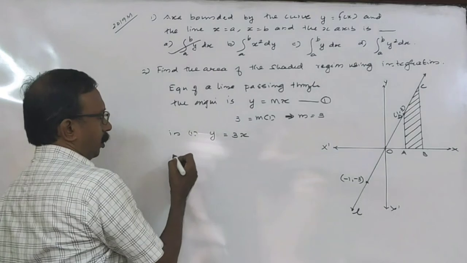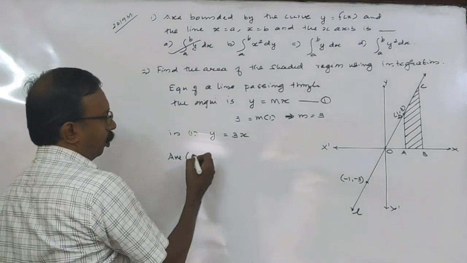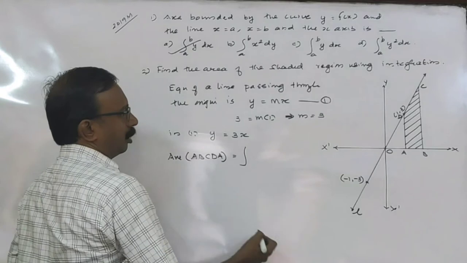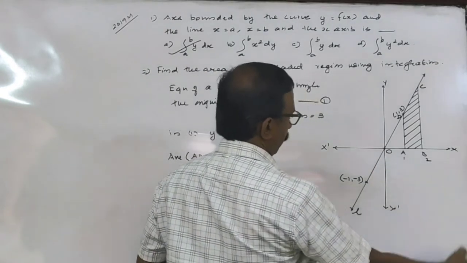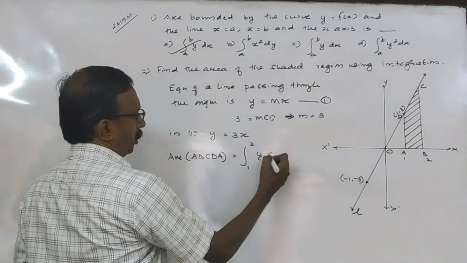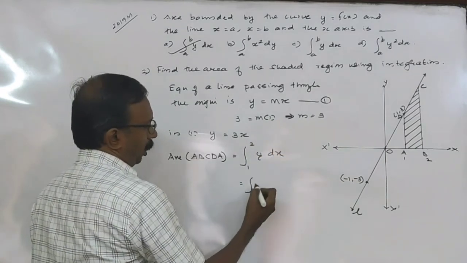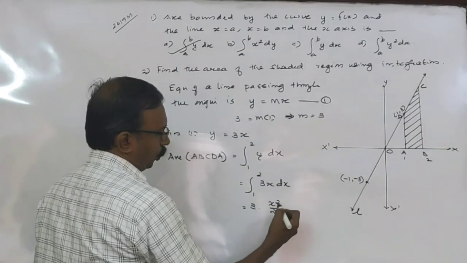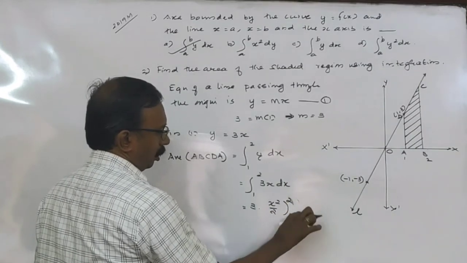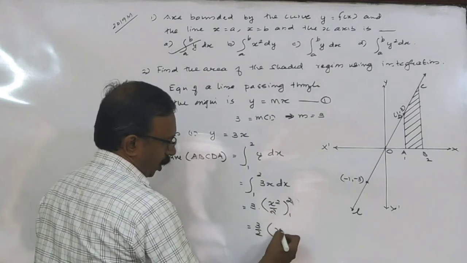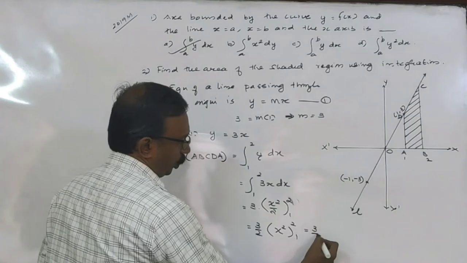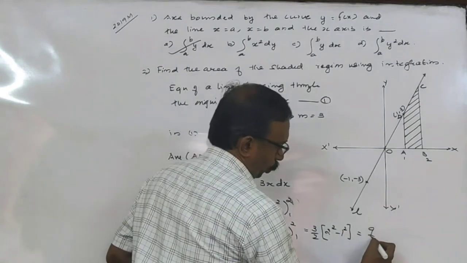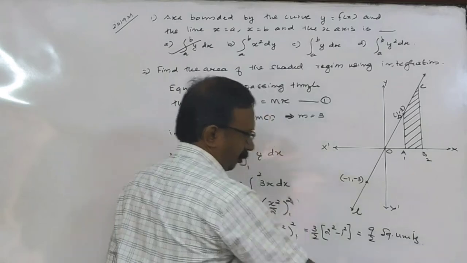Now the area ABCDA is equal to the integral, where the limits are 1 to 2, of y dx. Therefore, integral 1 to 2 of 3x dx. So 3 into the integral of x, which is x square by 2, upper limit 2, lower limit 1. Now 3 by 2 into (2 square minus 1 square), that is 9 by 2 square units, isn't it?